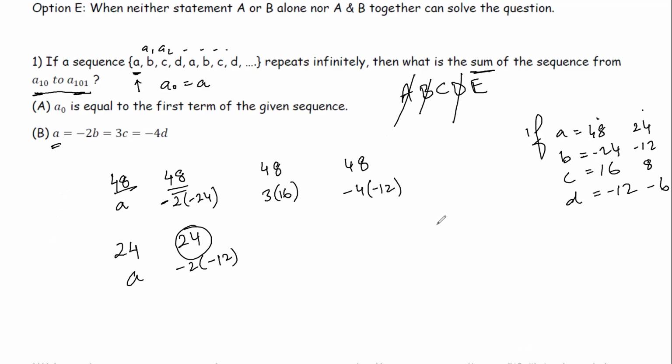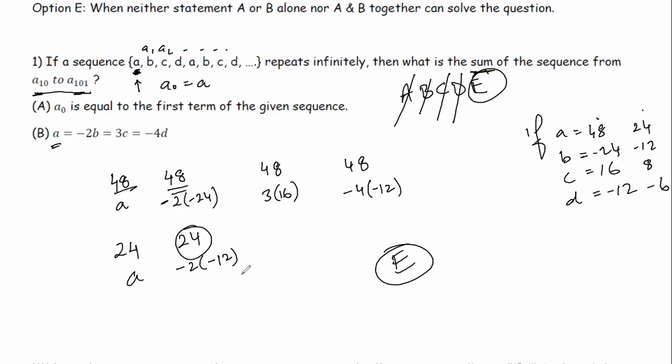Now taking both statements together, what is the sum of the sequence from A10 to A101? So that first statement was pretty much redundant. It was understood that this A would be A0, A1, A2, A3. So taking them together also doesn't solve the question. Therefore, the answer is E, right? Okay.